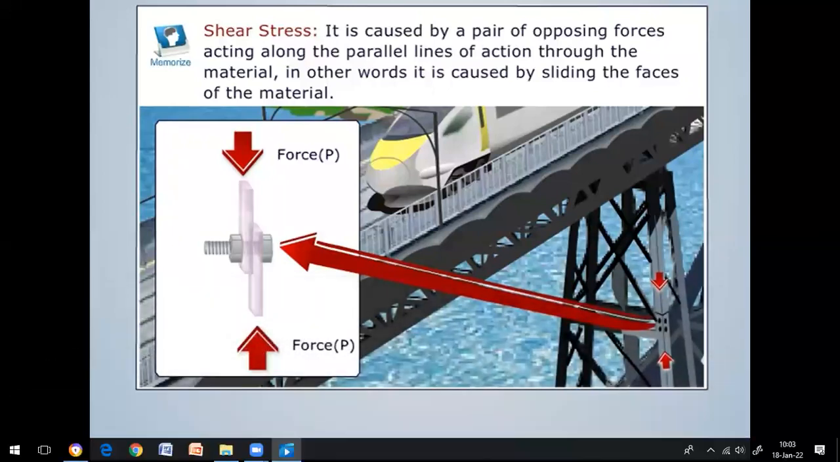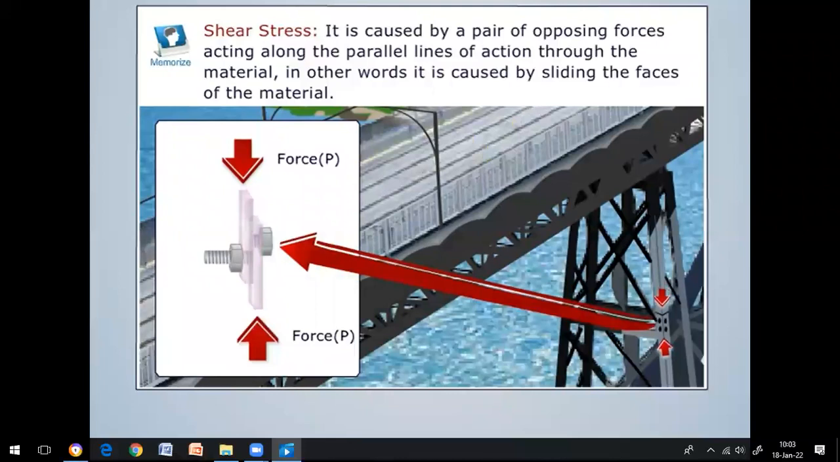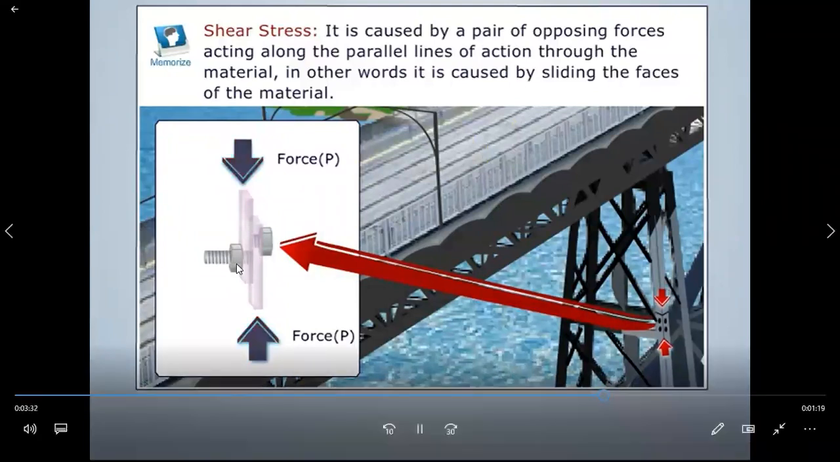And trying to shear off the rivet. The stress acting on rivet is called as shear stress. It is caused by a pair of opposing forces acting along parallel lines of action through the material.